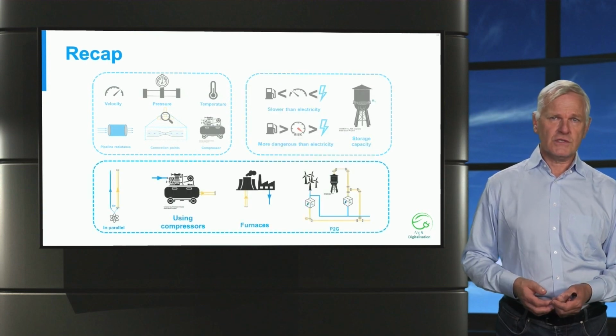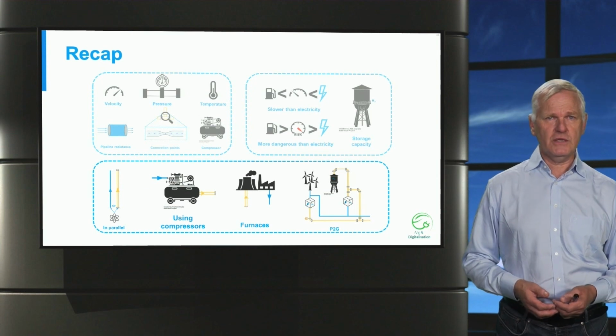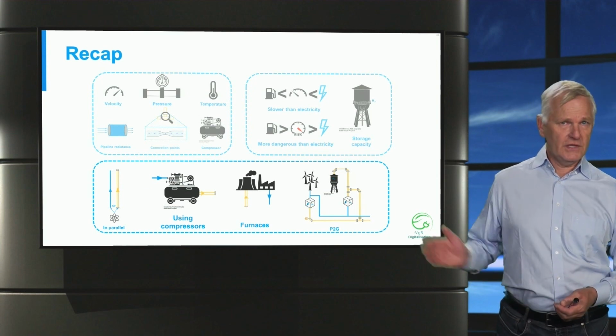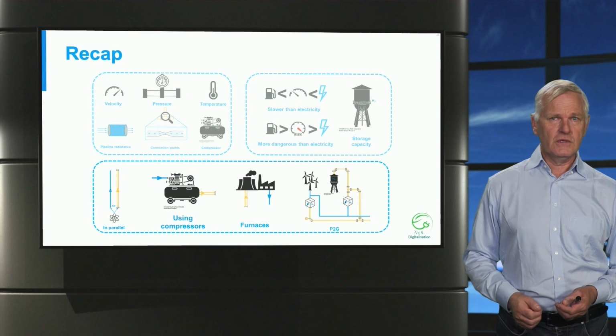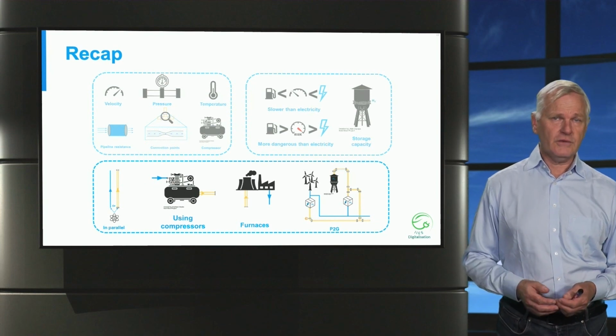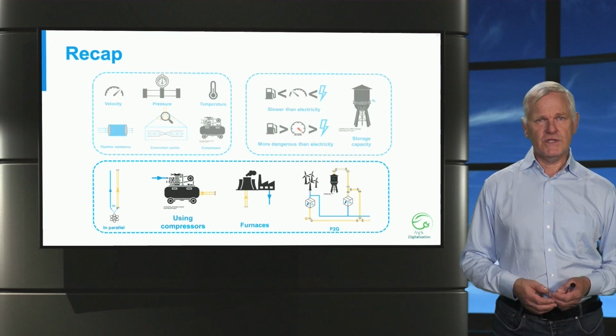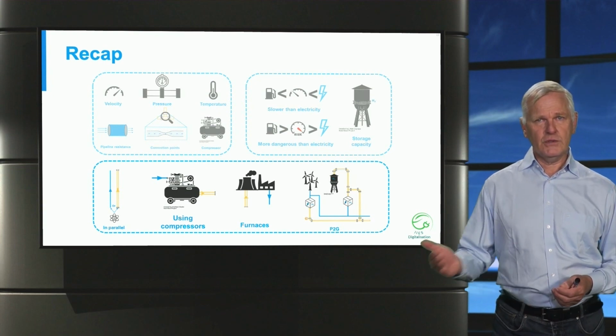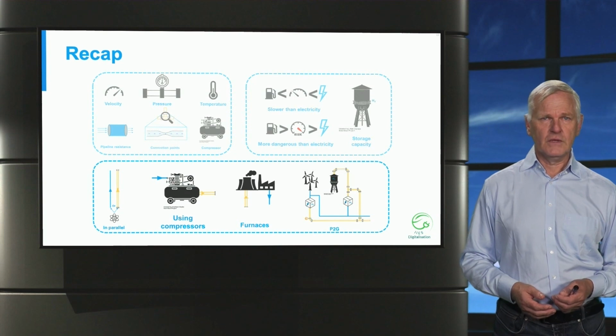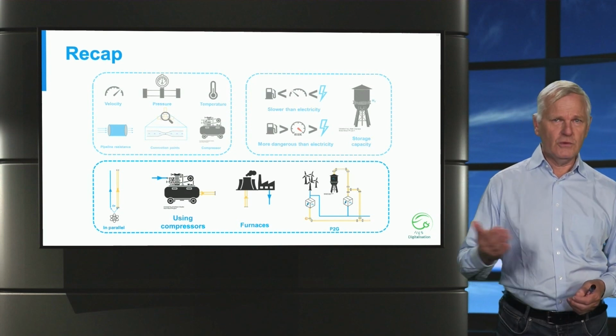Finally, we discuss how gas and electricity networks can be combined. There are different possible forms: transporting them in parallel, using compressors, generating electricity with steam turbines, and through power-to-gas technology. I'm going to blow off some steam and see you in the following video.